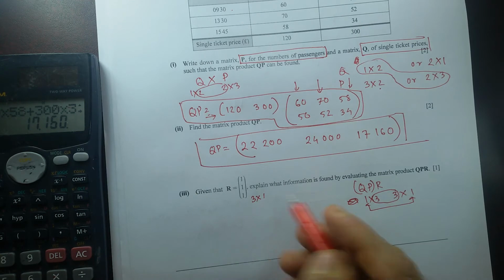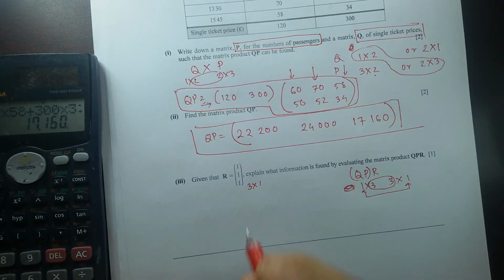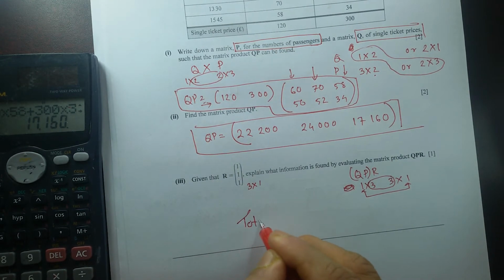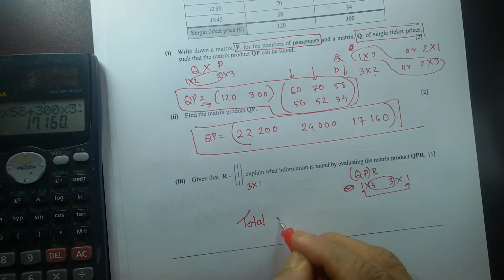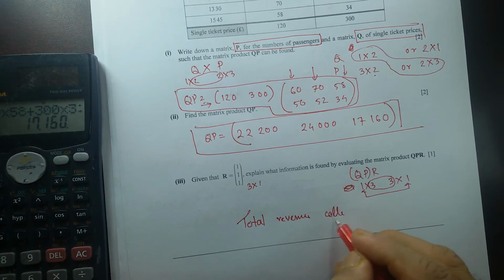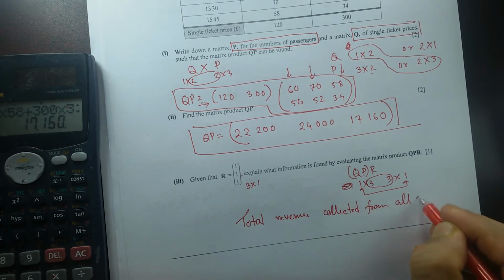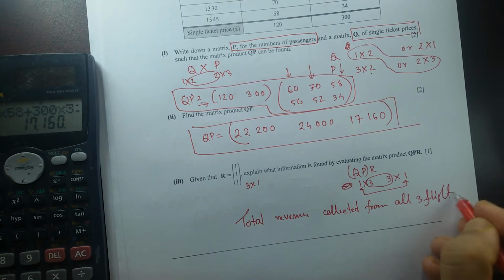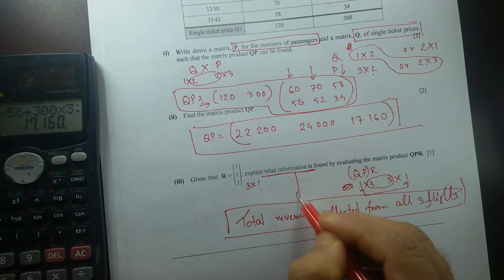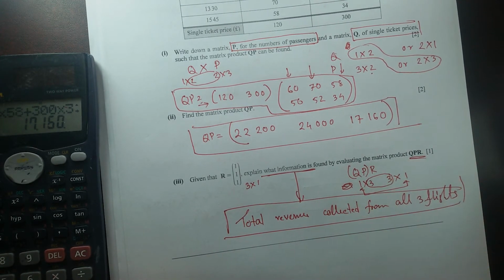So when I multiply this, I'm going to get one single number, and that number indicates the total amount I received by selling all the tickets, or total revenue collected from all 3 flights. Okay, so that should be the information we'll be getting if we are multiplying QPR. Okay, that's a 1 mark question.